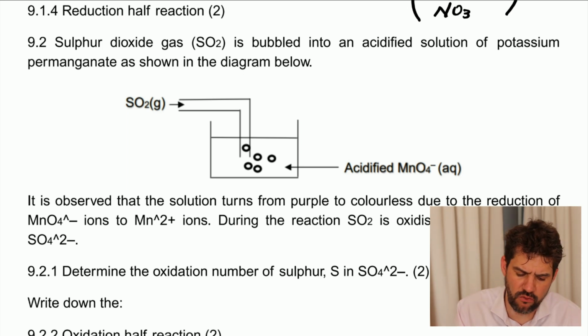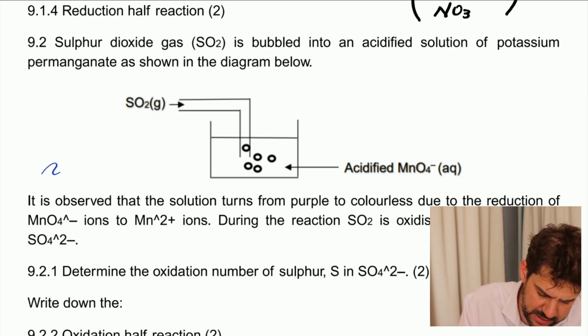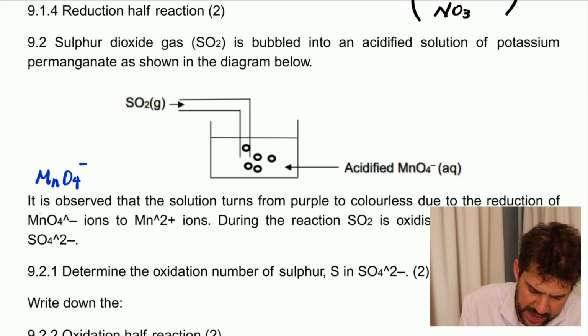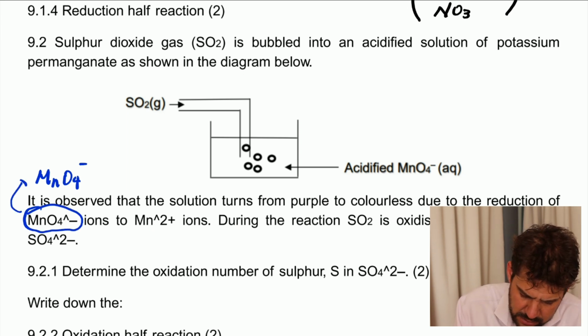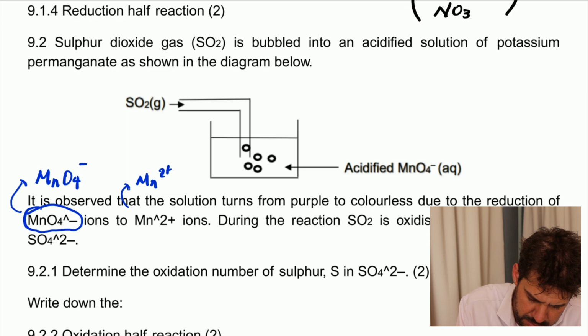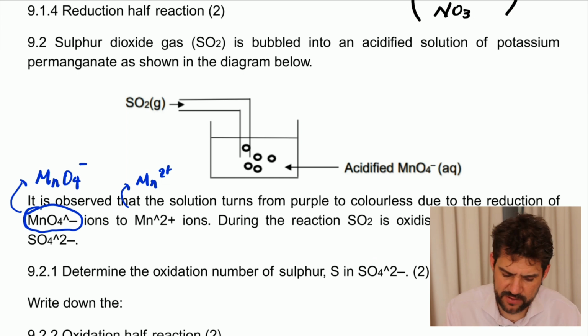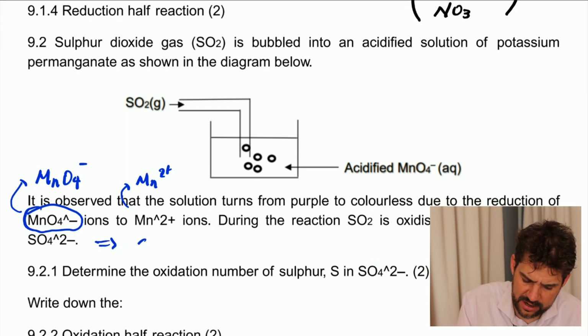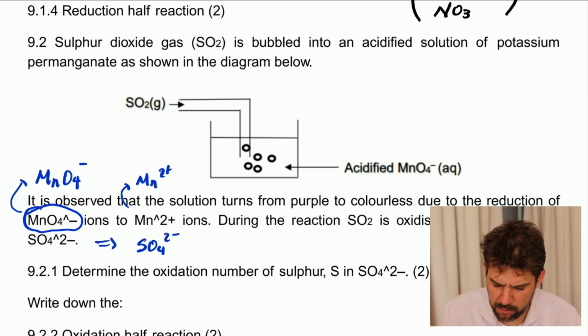So this MnO4 minus, which I'm going to rewrite here. I couldn't write it, it was very difficult to type it in that way in this program. MnO4 minus. That is the ion that you have here. All right. And then it's going to Mn2 plus. There we go. During the reaction, SO2 is oxidized to sulfate ions, and sulfate, you all know, is SO4 2 minus. That is sulfate. Determine the oxidation number of sulfur in sulfate.